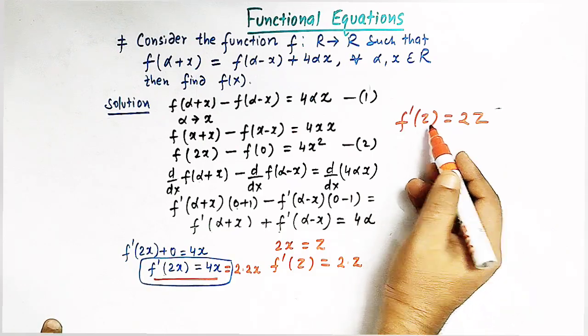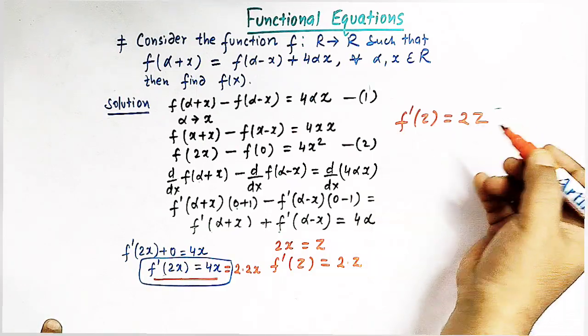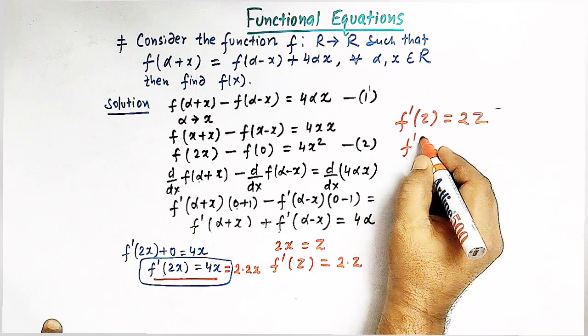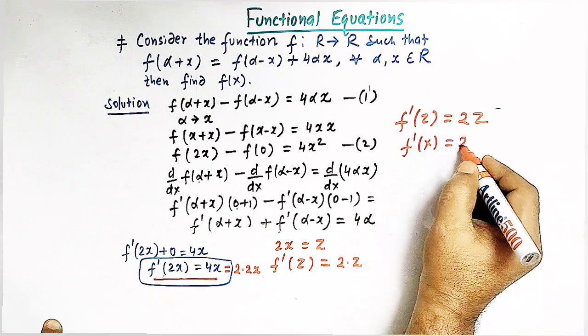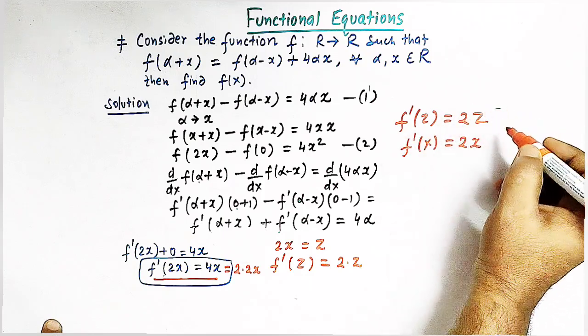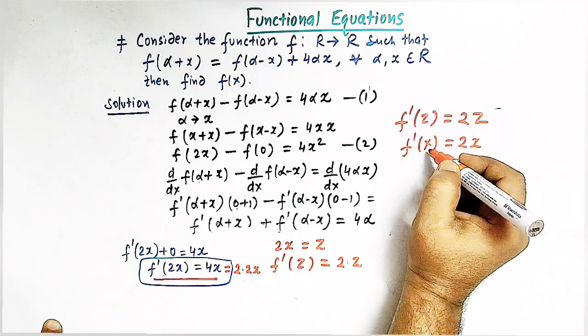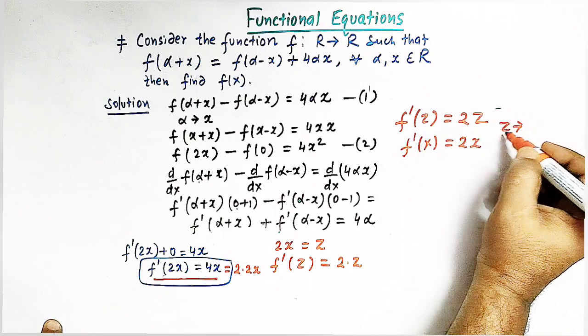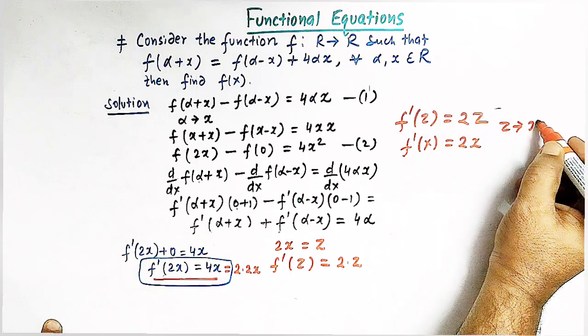So f prime of z is equal to 2z can also be expressed as f prime of x is equal to 2x, right? Because here we are now changing the variable z to x. So we are changing z by x.